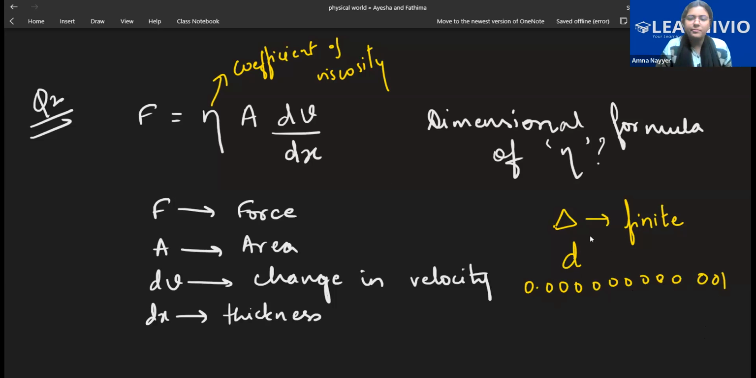This delta symbol is for finite change. And this D symbol is when the change is very small. For that, you have this dV and dx, like when we're talking about the fluid. Things are very small changing. You don't see the fluid moving like this in front of you. So for that purpose, we have this. Now, in your dimensions, it's not going to affect you. You know the dimensions of velocity, that's sufficient for you. So F is equal to eta A dV by dx. dV is the velocity, dx is the thickness, A is the area, F is the force.